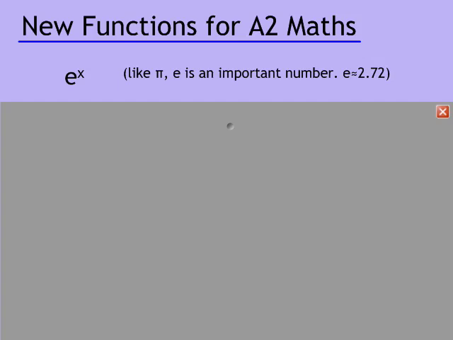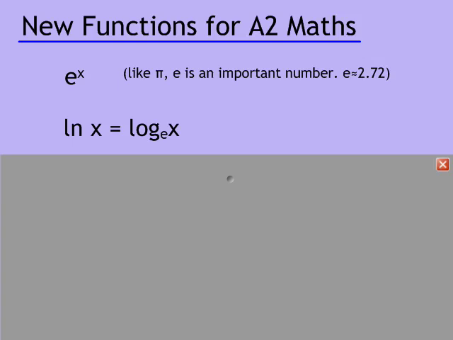Now, you already met functions like 2 to the power x. This is e to the power x. E is a number, a bit like pi. It's not a fraction, certainly, and so a function y equals e to the x is going to look a bit like any other function that says a number to the power x.